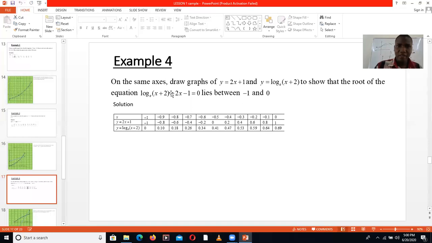Example next, they're saying on the same axis, draw a graph of y equals this and y equals that. This is clearly a two graphs approach. They're saying on the same axis, draw graphs. So how do you know which method to use? Two graphs, single graph. The question will always give you a hint on which approach to use.